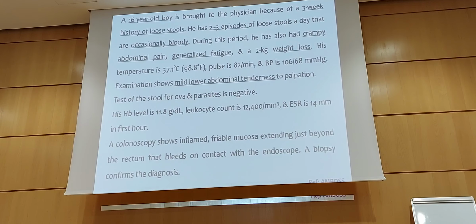Yeah, fragile mucosa goes more with ulcerative colitis. Good. So this is ulcerative colitis. Most of you are saying ulcerative colitis, and that includes friable mucosa, which will bleed if you touch it with the endoscope, because it's friable.